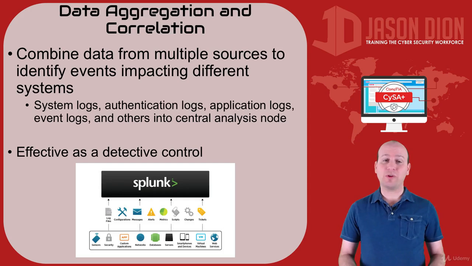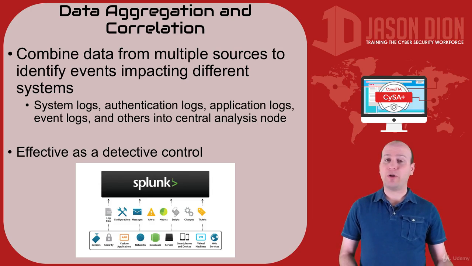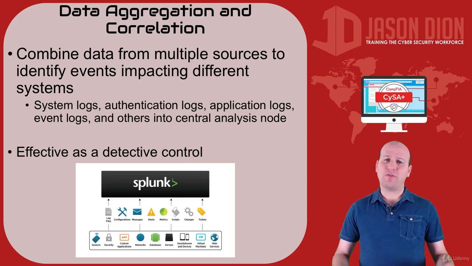So the first one we want to talk about is data aggregation and correlation. This is a really important concept because on the CSA Plus exam, you may see some questions that ask you to correlate the data. They'll give you some logs from a system, from a network device, from a router, and you'll have to look across and figure out what's going on. That's an important concept, right? So you want to combine the data from multiple sources and events, and then you can see what the impact is to the larger environment.